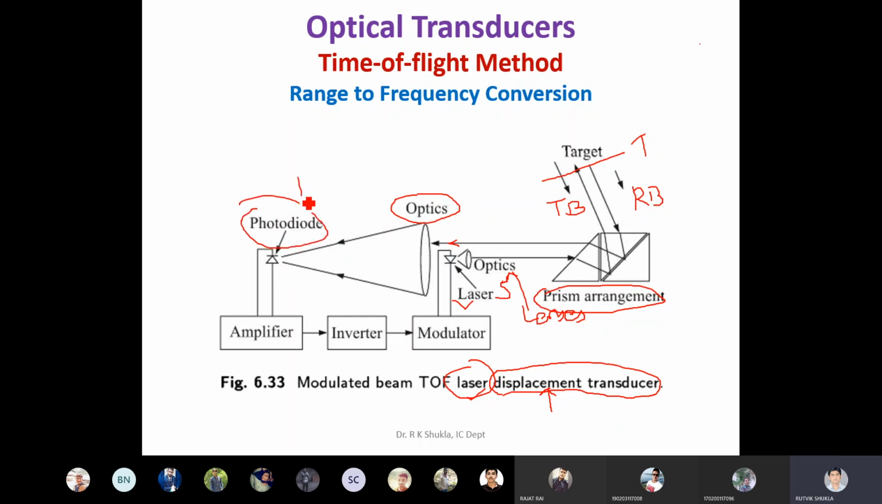So this is the detector D. This is the source S, and this is the detector D. From here it strikes the target T, and here it falls on the D. So that is your entire setup: S, T, D.